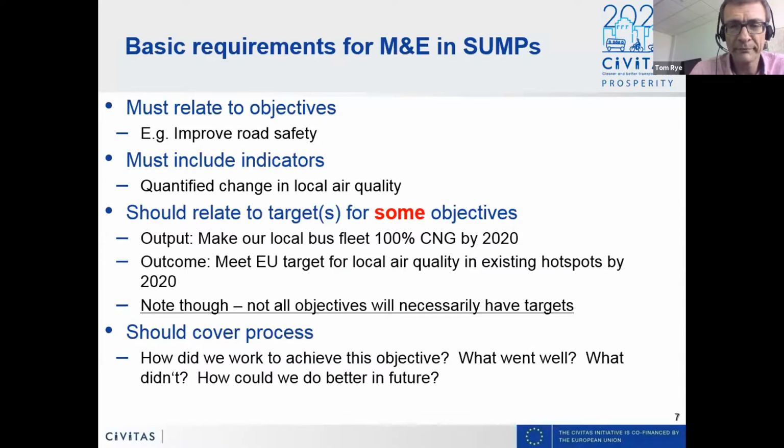So it's worth, often with the help of somebody externally, just taking a bit of time to step back from your SUMP and say, well, what's gone well? What hasn't gone so well? How could we do it better in future? People find that a very useful process if they make time for it. And it doesn't have to be a huge amount of time, you know, a day every 2 years, something like that.